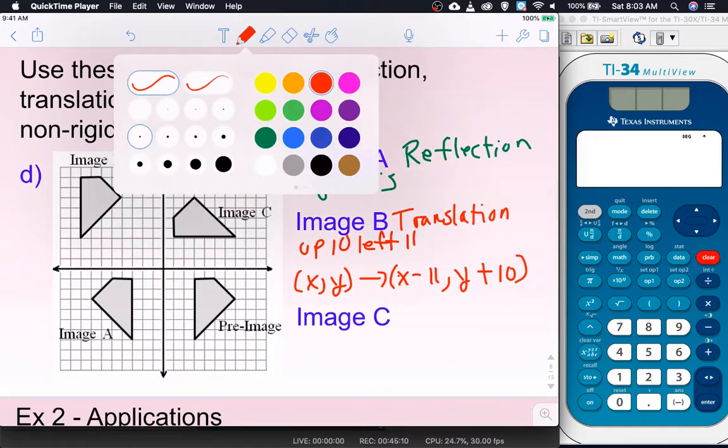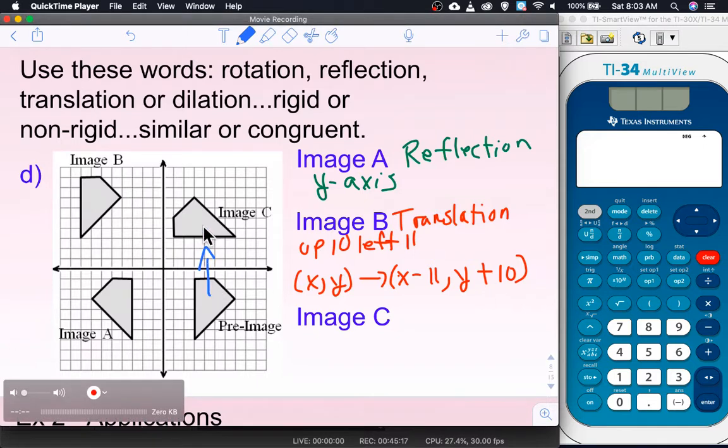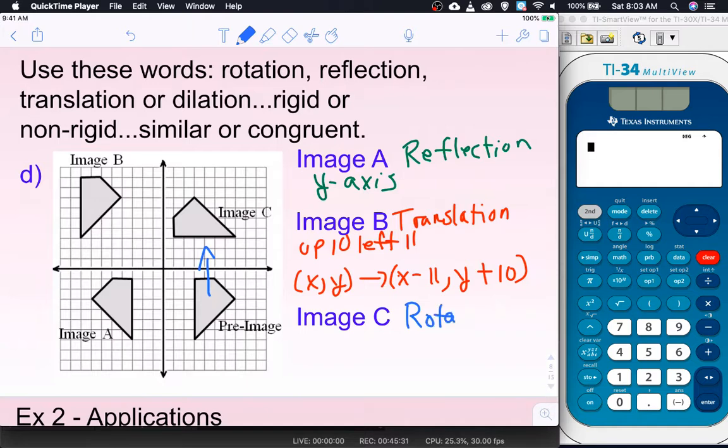And lastly, letter C. From this thing to that thing. Well, it is not a reflection. It's not a mirror image of each other. It's not a translation like we just did because this one seems to be turned. It's not a dilation because it doesn't appear any bigger or smaller. This is definitely a rotation, which for a lot of students is the hardest of them.